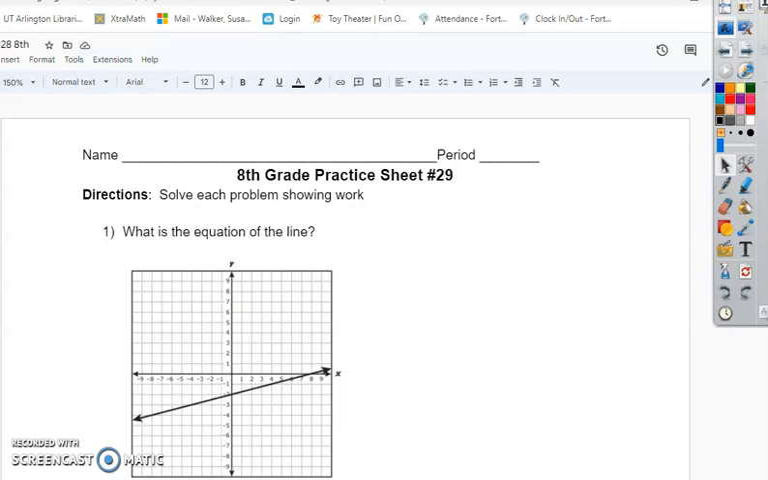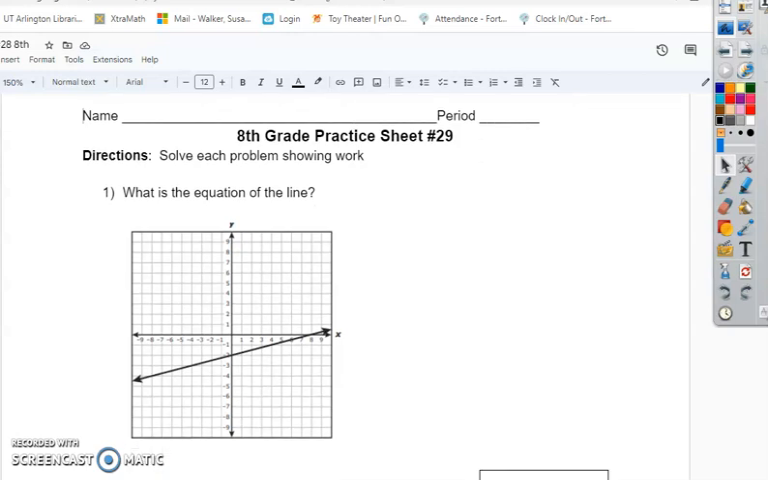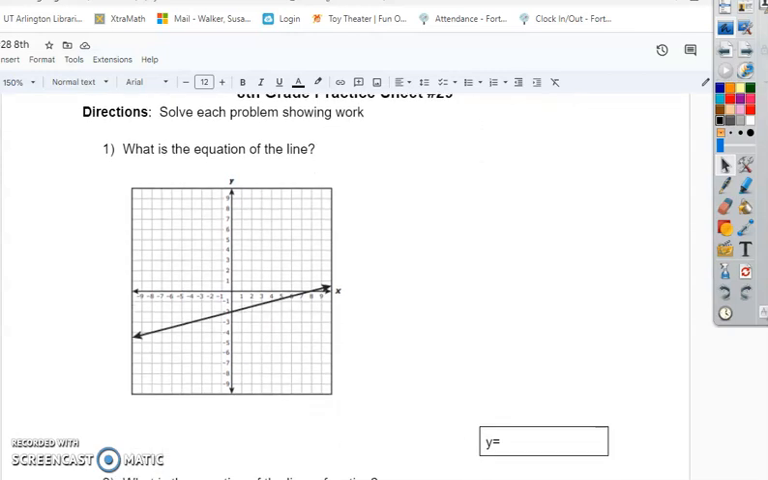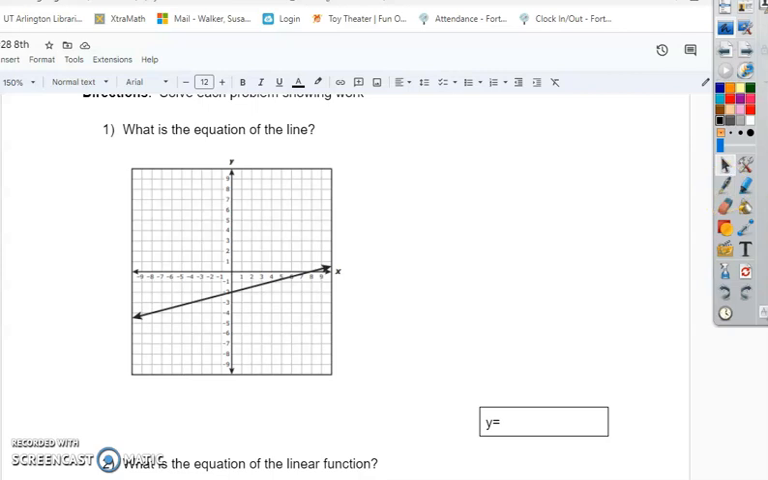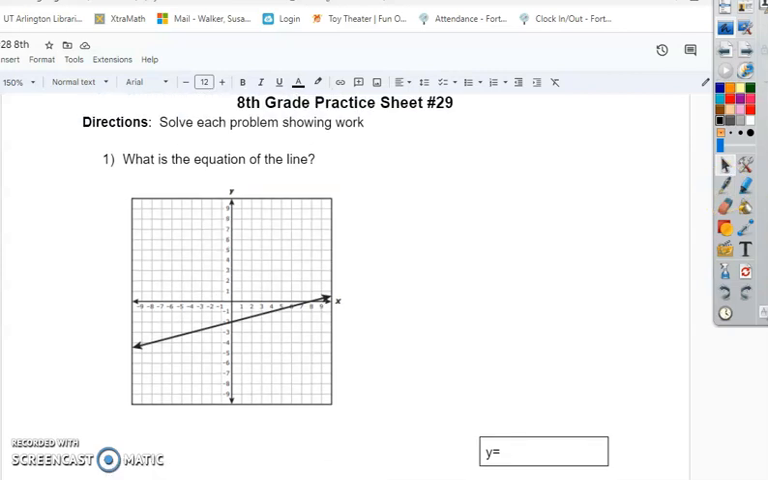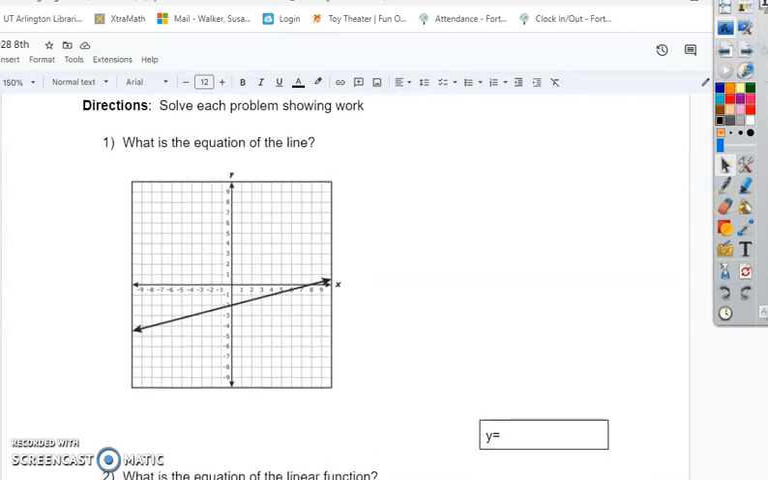Hey everyone, we're working on practice sheet 29. This is a short practice sheet because we have a short week. I pulled a lot of these from STAR Test, so please let's take it seriously, okay? Try to do it yourself. If you're struggling, ask me, or you can ask if I can let you work with one other person, but I want you trying to do these alone.